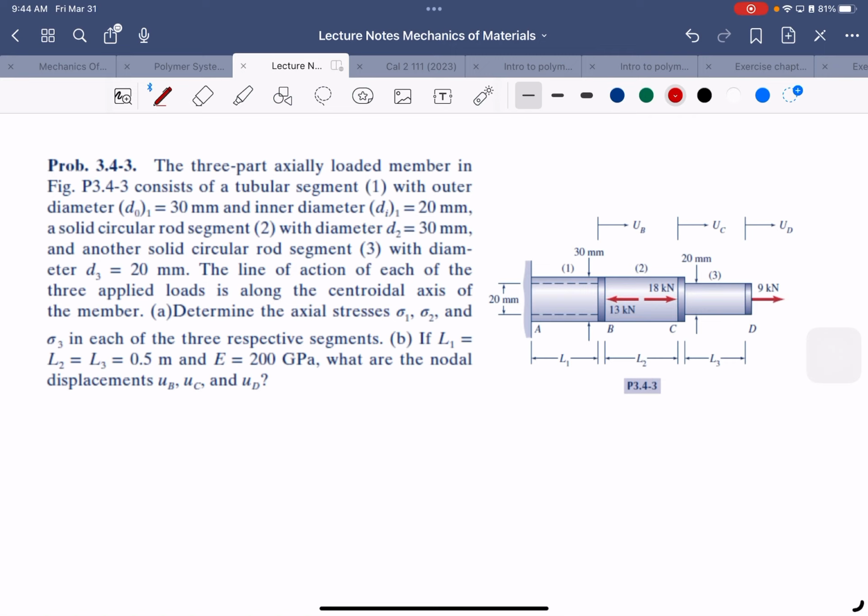For example, UB. You see this UB? It's just affected by this first member. So if the first member has e1, then UB is e1. But how about UC? UC is affected by this BC and also A, right? Because this is moving like that. So UC is e1 plus e2. Also UD: e1, e2, e3. It is going to the right.